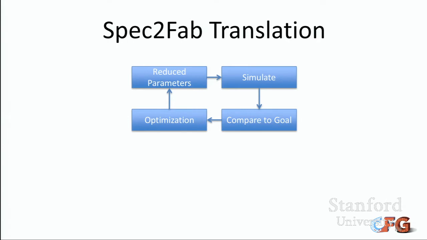Instead of working in the space of original voxels and their material assignments, we are going to work in the space of reduced parameters. And we replace this random material assignment with, of course, some optimization algorithms. I would like to briefly tell you what these reduced parameters mean.